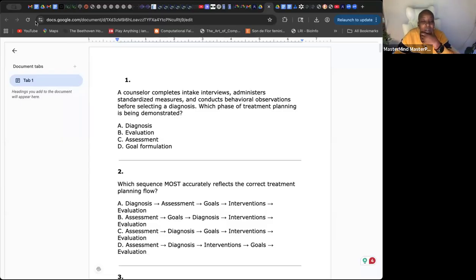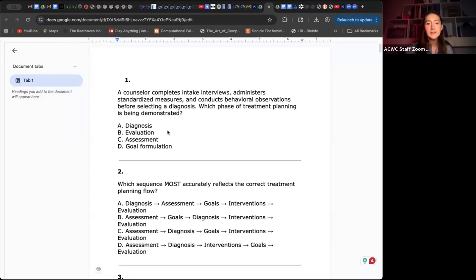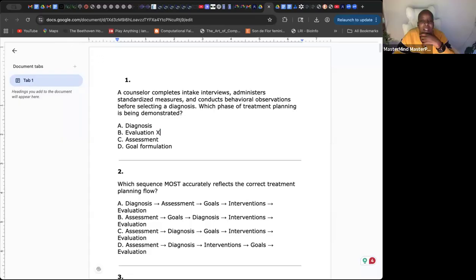Okay. So A, diagnoses, B, evaluation, C, assessment, D, goal formulation. So I would like to get rid of B for sure. Absolutely. Nice work. And then, a counselor completes intake interviews, administers standardized measures, so that's the assessment, and conducts behavior observations before selecting a diagnosis. So we can get rid of D as well. Nice job.